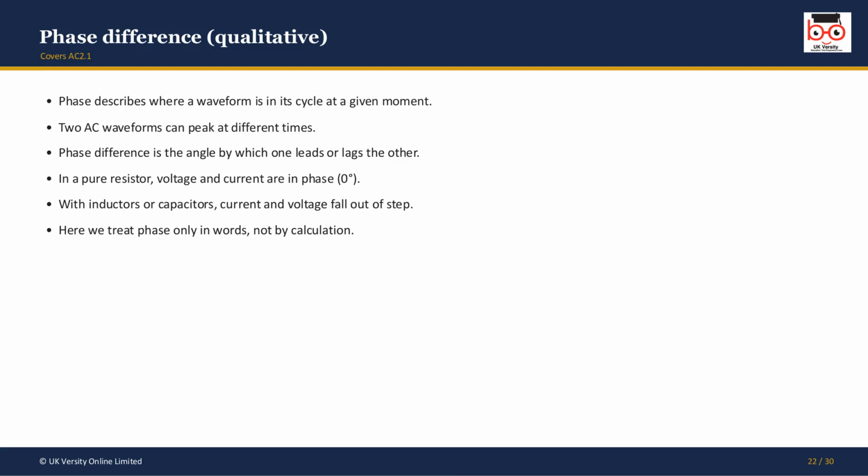Let's talk about phase, at least in words. Phase describes where a waveform has got to in its cycle at a given moment, and two AC waveforms can reach their peaks at different times. The phase difference is the angle by which one leads or lags the other. In a pure resistor, voltage and current are in phase, 0 degrees apart, but once you add inductors or capacitors, they fall out of step. For now, we'll treat phase only qualitatively, without any calculation.